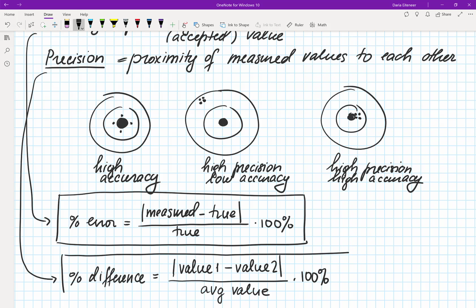Here we don't have an accepted value. We're just trying to determine what the outcome of the experiment is, so we're comparing values to each other. Again, notice that both of these calculations should lead you to a number that's greater than 0. So when analyzing outcomes of laboratories, please make sure that you don't give me negative percent errors.